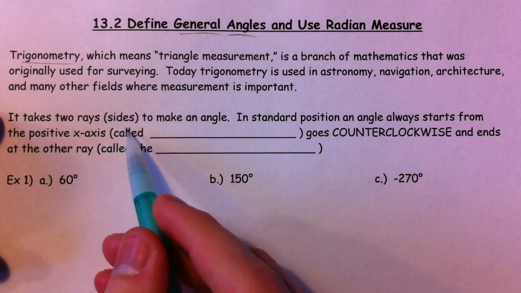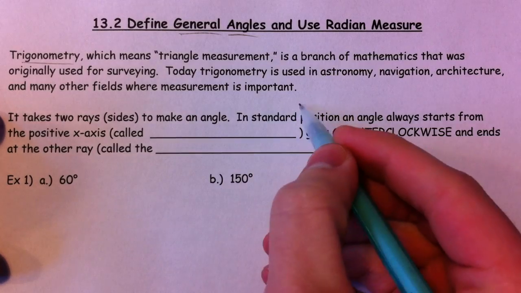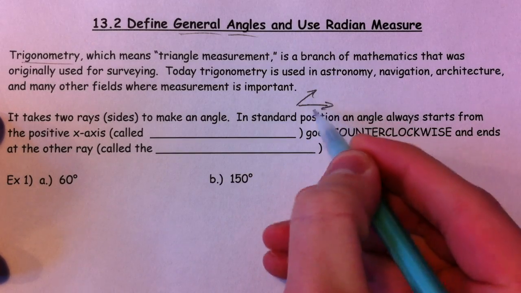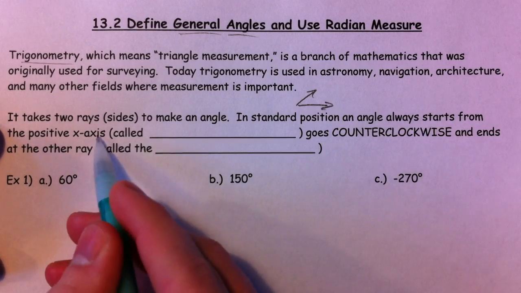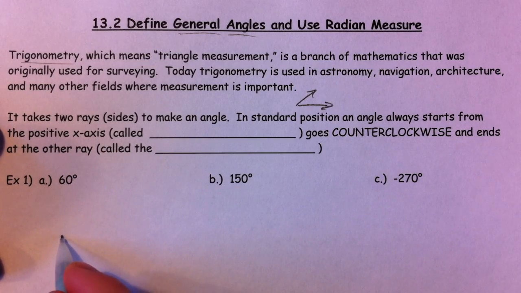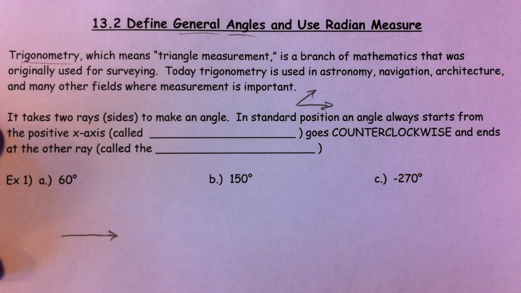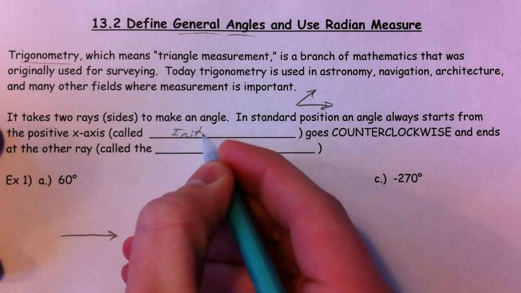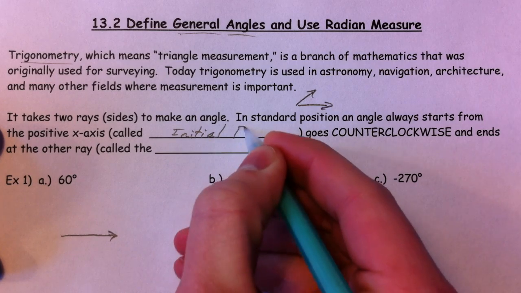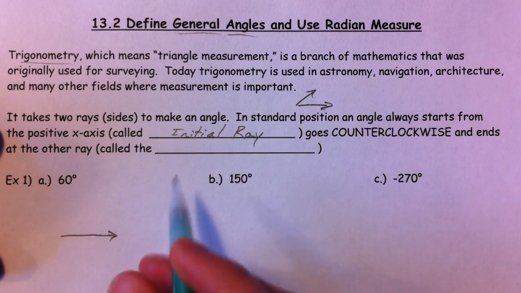It takes two rays to make an angle. You guys know that. One ray, second ray, you have an angle. In standard position, an angle always starts from the positive x-axis, and so we're going to draw it from the positive x-axis going out this way. That's called the initial ray. Initial, the starting ray, anything like that.